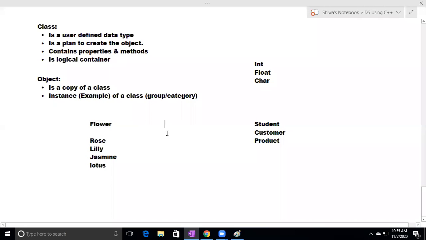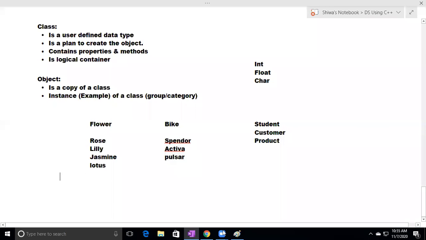Like that, bike is the concept. Splendor bike physically exists. Activa bike physically exists. Pulsar bike physically exists. So the ones that physically exist are called objects. Bike is the concept, which does not physically exist. Splendor, Activa, Pulsar are examples of bike. I hope you understood. So an object is the physical copy of the class, of the category.